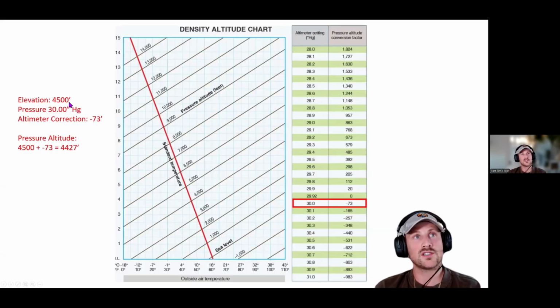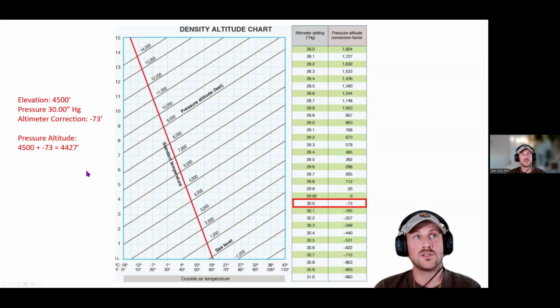Our elevation is the only thing that changed, 4,500 feet. Pressure is still 30, so our pressure altitude correction factor is still the same, minus 73. But we just apply this to the new elevation. So 4,500 minus 73 is 4,427. I think most of you guys got that.